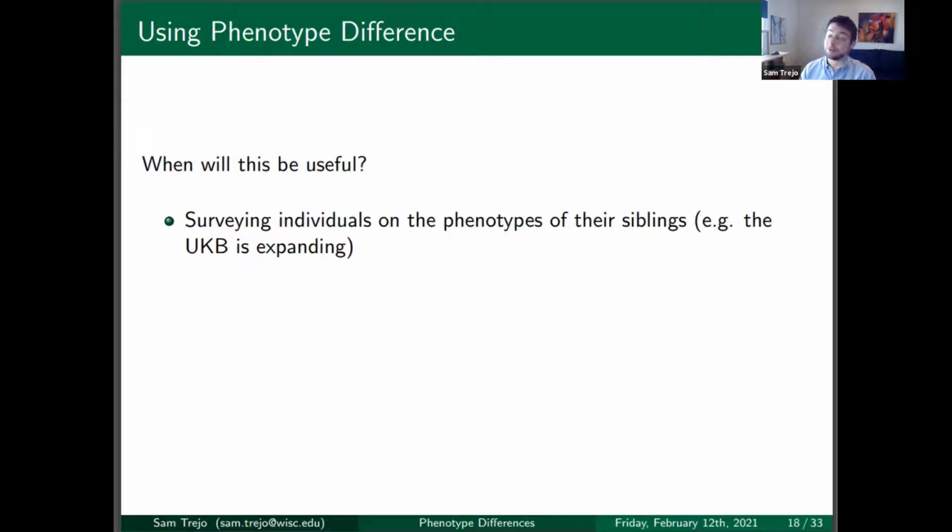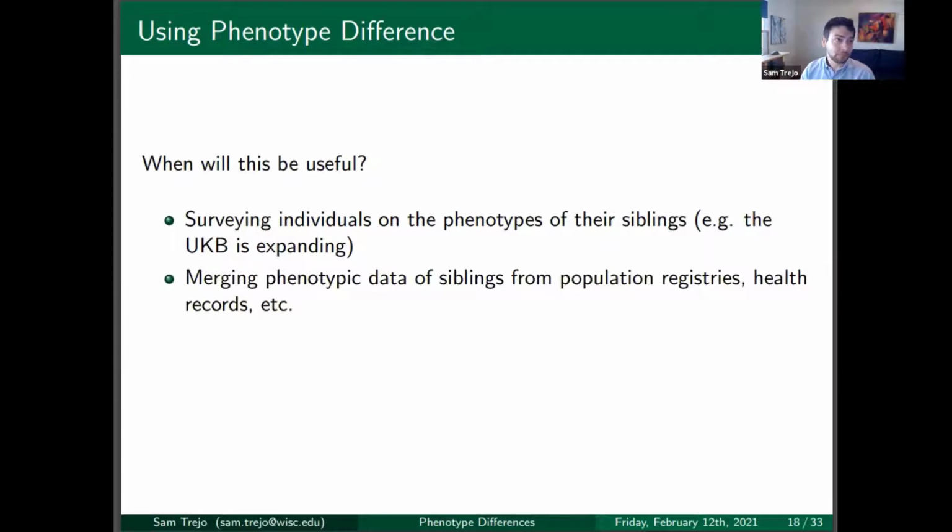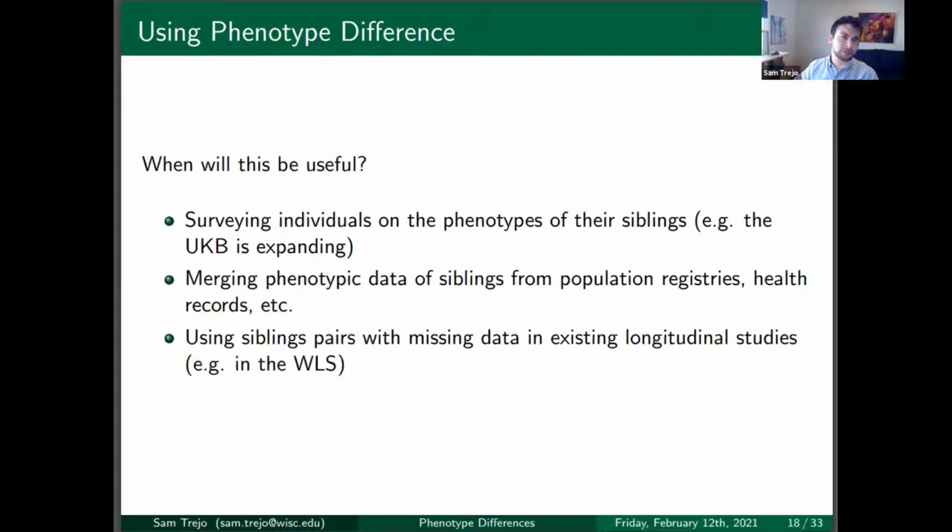Then you could have turned what was 35,000 people, or 30,000, something like that, that you could use for familial analyses into all 500,000, right? Which would be a really big gain. Also, this phenotypic data already exists, so you can merge on phenotypic data of siblings from population registries, from health records, et cetera. So potentially you wouldn't even have to rely on self-report of sibling phenotypes. And also there are existing data sets that just have missing genetic data. People don't consent to the genotyping and they fall out of the sample.